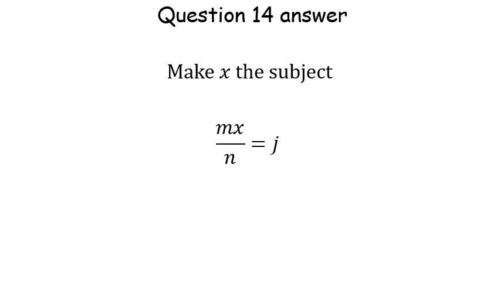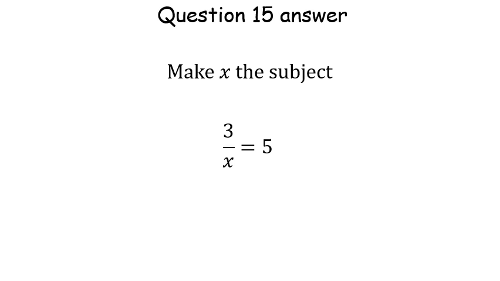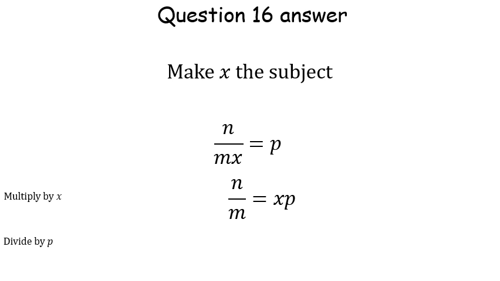Question 14. You could do this question in one step by multiplying by n/m, but I've first multiplied by n, and then I've divided by m, getting x equals jn/m. Question 15. X is in the denominator, so I first multiplied by x and then divided by 5, getting x equals 3/5. Question 16. I've multiplied by x to get it into the numerator and then divided by p, getting x equals n/mp.